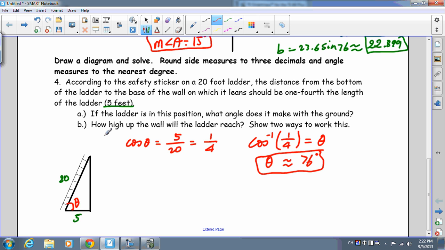After finding the angle, how high up the wall will the ladder reach? This is a very simple one, because if we're looking for this height, all I need to say is the height is equal to the square root of, using Pythagorean theorem, 20 squared minus 5 squared. And this is approximately equal to 19.365. Note that I'm rounding all lengths to the nearest thousandth, and every single angle is rounded to the nearest degree, meaning nearest whole number. The unit here should be in feet.